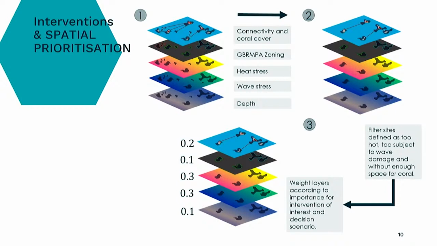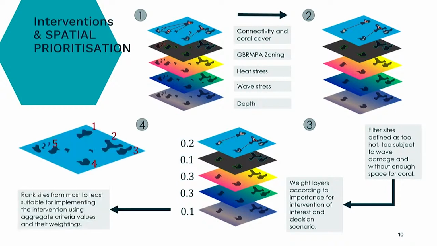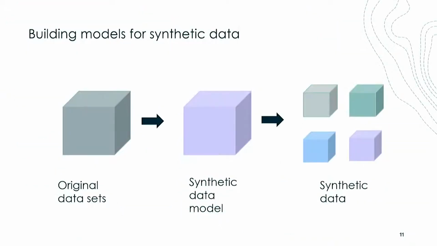But for example, if you wanted to weight heat stress as most important, you'd give it a higher weighting. Then those layers are aggregated into a ranking system, and the highest ranked sites are those that are intervened at. So that's ADRIA spatial prioritization. But how are we using synthetic data to test that system?